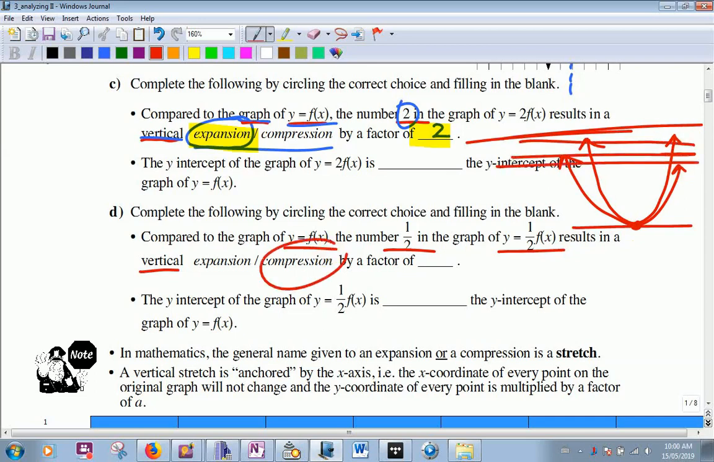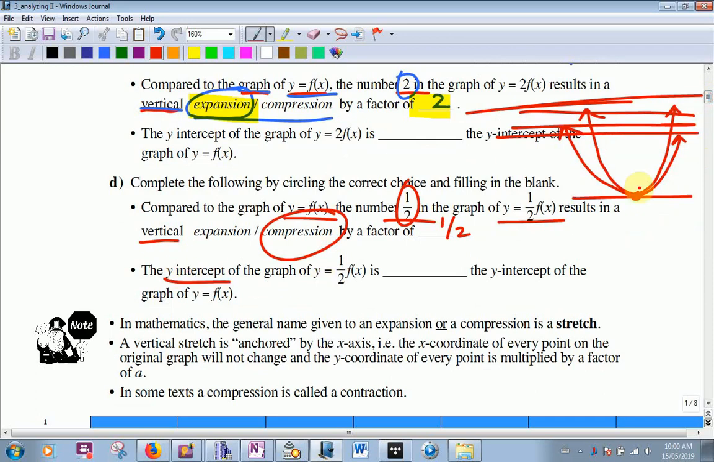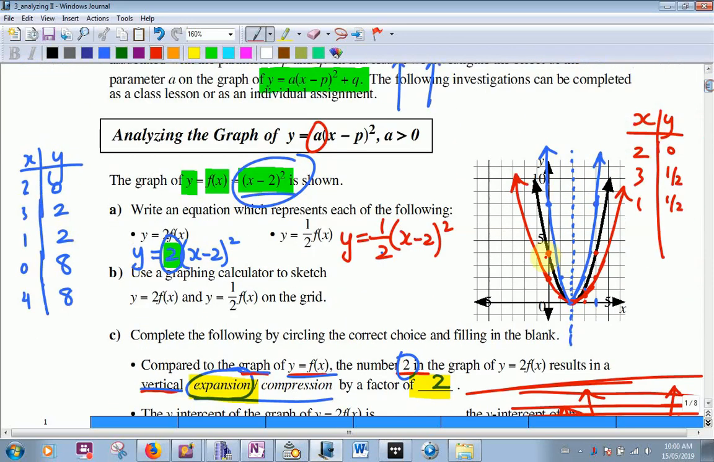Okay, that's all I got for you. It's a compression. Fatter is a compression, thinner is an expansion. And this is a factor of whatever number A is, a factor of a half. They're half as big. All right? So any point on the graph is half as big. If they're talking about a y-intercept, well, yeah, that's half as big as well, okay?